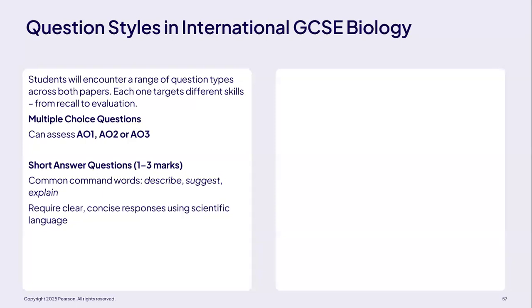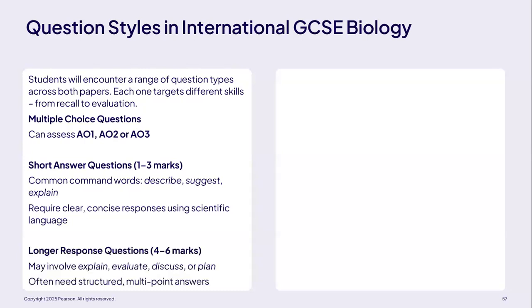There'll also be short answer questions between 1 and 3 marks, with the common command words describe, suggest, or explain. And they require clear, concise responses using scientific language. It is important that students use the correct language and they are precise in their answers. So, for instance, in a practical question, keeping everything the same will not generate any marks. They need to be specific about what they're changing and what they're keeping the same in any of the questions.